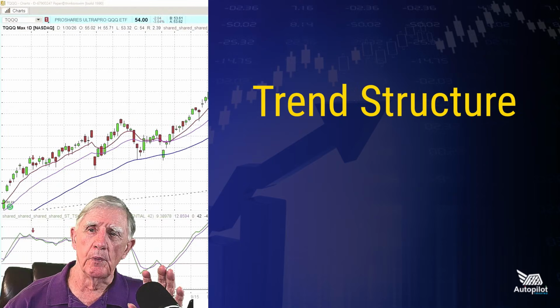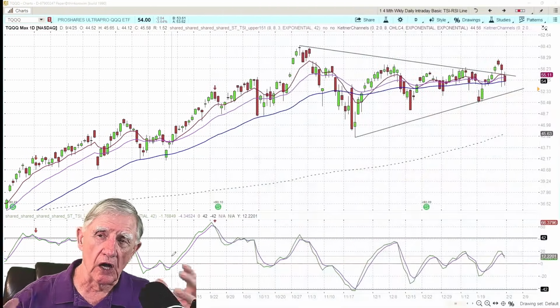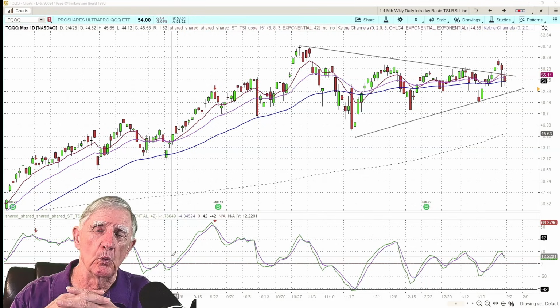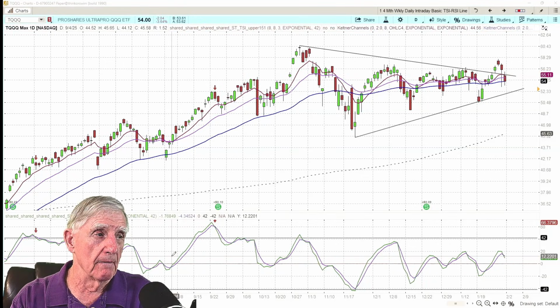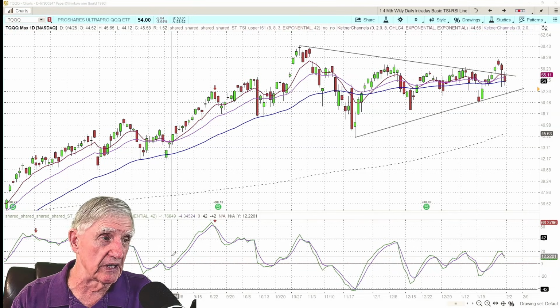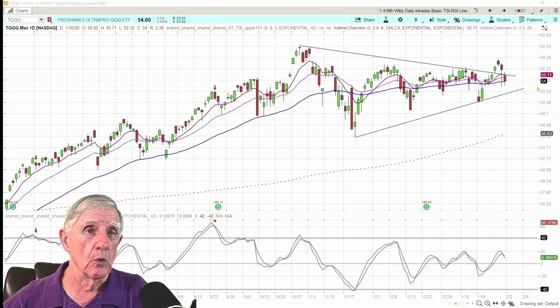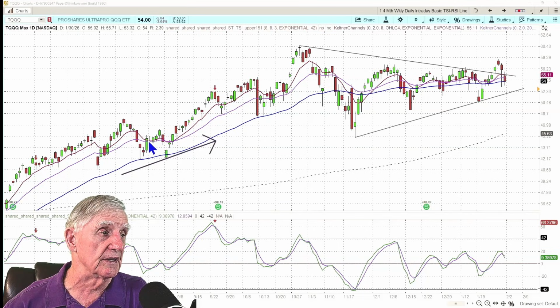Take note how the trend structure, the price action structure, and the momentum structure can all tie together to provide some wonderful clues and cues on when to enter a trade. They also help paint the story about expectations and help us set our expectations. Note that when I'm in a nice uptrend like we have over here, everything's orderly. The moving averages, the 50 is above the 200, the 20 is above the 50, and the 8 is above the 20. So the stack of the moving averages are all moving in the right direction.